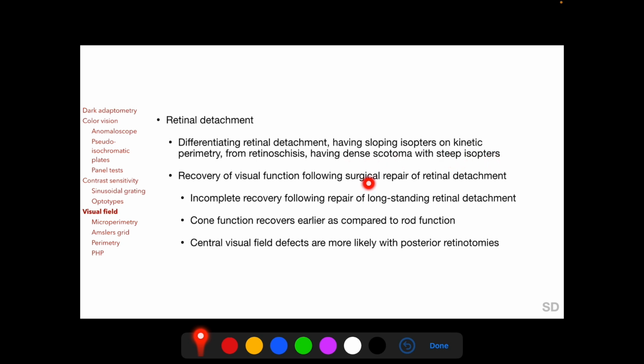And following surgical repair of retinal detachment, recovery of visual function is usually incomplete, particularly with long-standing retinal detachment, and it has been seen that cone function recovers earlier as compared to rod function, and central visual field defects are more likely to occur when posterior retinotomies as compared to anterior retinotomies are done to drain subretinal fluid during vitrectomy.